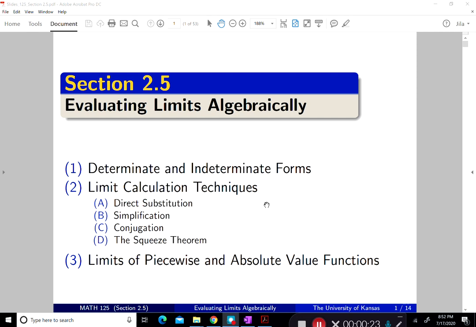And we're discussing A, direct substitution, B, simplification, C, conjugation, and D, the squeeze theorem. And then we're going to discuss limits of piecewise and absolute value functions again.